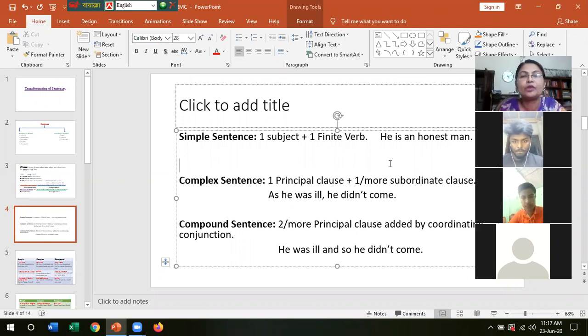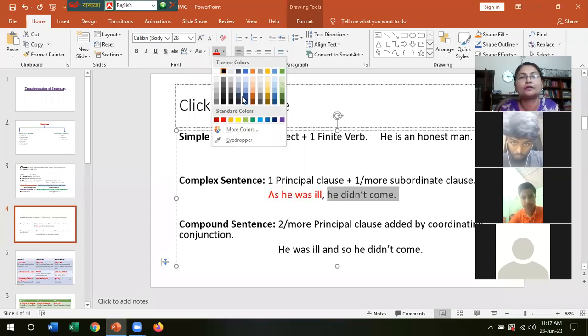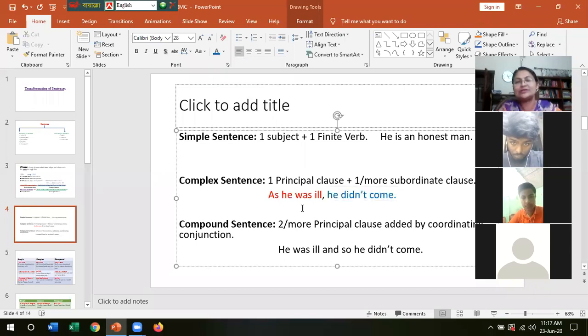Then complex sentence. In a complex sentence, there is one principal clause plus one or more subordinate clauses. I'm giving an example. Look at this sentence: As he was ill, he did not come. "As he was ill" is one part, I'm coloring it. "He did not come." "As he was ill" is a clause, because it is a part of this sentence, and in this part there is a subject, he, and a finite verb, was.